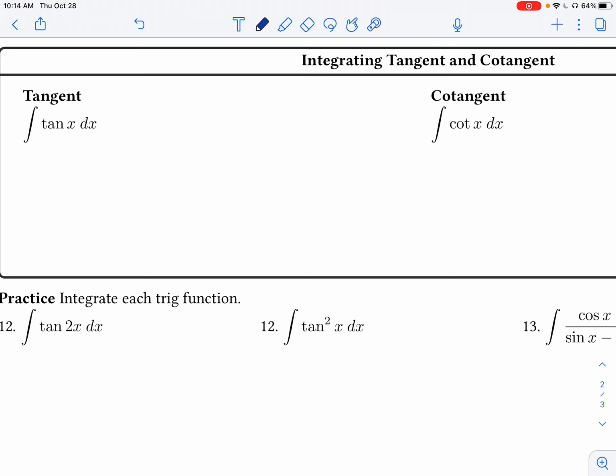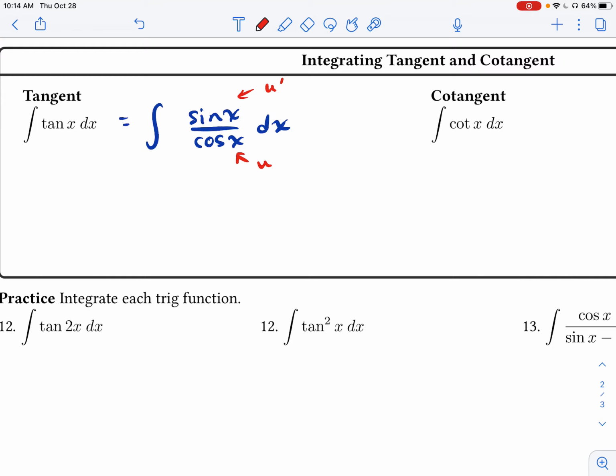But look at tangent here. We can actually rewrite this as the integral of sine x over cosine x dx. And ask yourself, is there a way that we can use what we've learned so far about integrating functions that result in a natural log here? Well, we know that if we were to treat this function down here, cosine, as u, this is pretty close to being u prime.